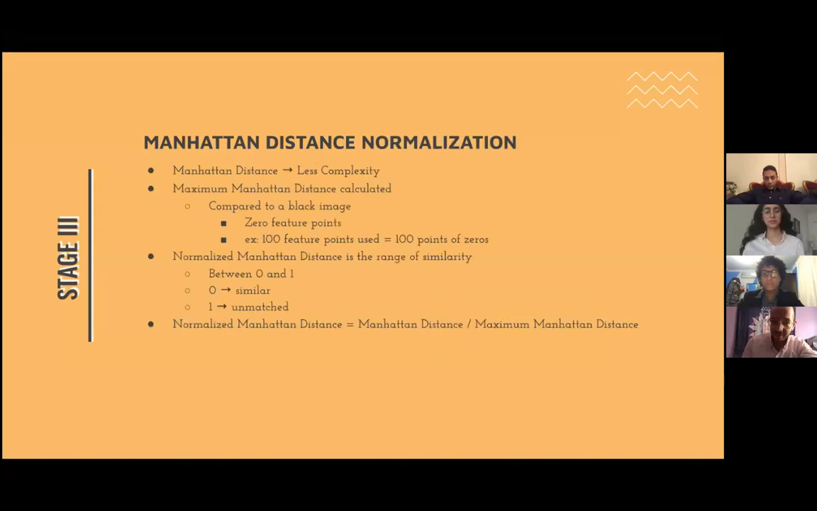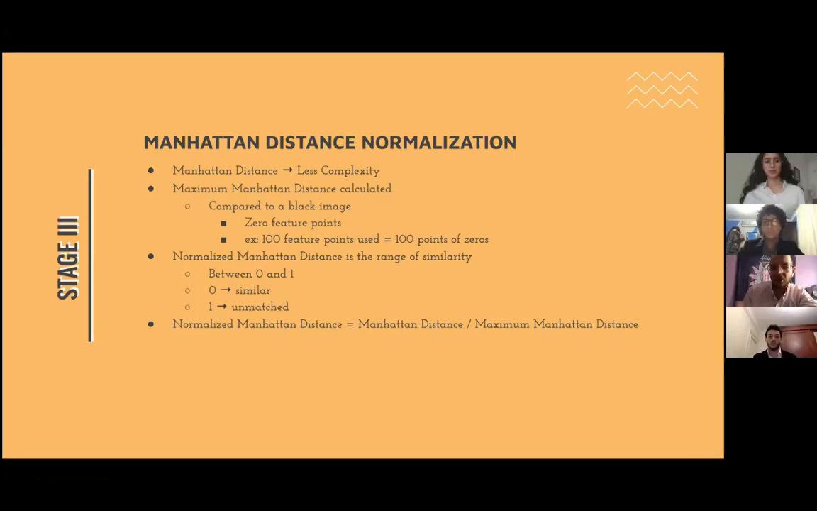All right, next slide. Now, talking about the Manhattan distance, we do not only calculate the Manhattan distance, we also calculate what is called the maximum Manhattan distance, which we use in order to calculate the normalized Manhattan distance, due to having some images that could possibly end up having the exact threshold. So how do we do this? We start by comparing the original image that we have to a plain black image that has 0 coordinates, hence 0 points.